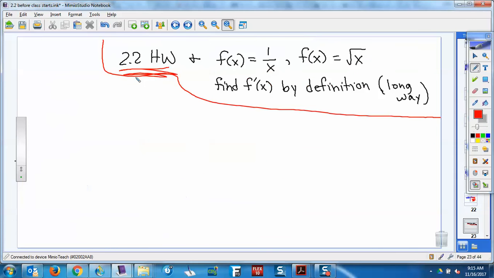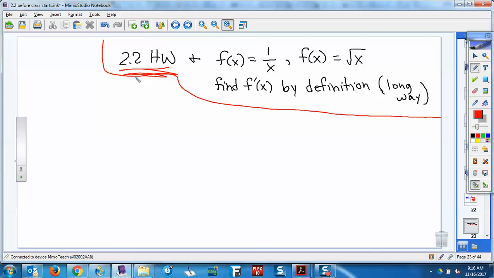Now, there are two that I want you to do. Now, both of these we could do the shortcut with the power rule, but I want you to do both of these the long way. Why? Because this is going to practice bow tie, and this is going to practice that conjugate method I showed you. And then you're also going to see that, hey, yeah, it matches up with our shortcut rule.